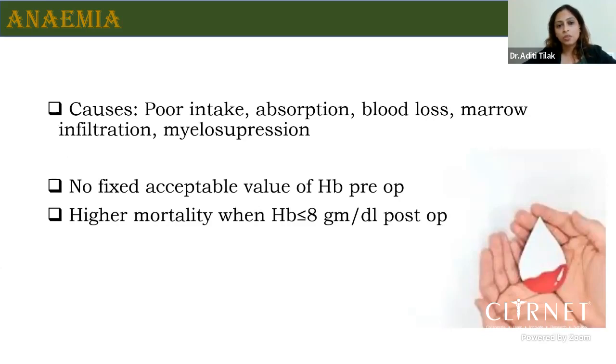Anemia is another nutritional deficiency because of poor intake, or it could be because of chronic blood loss caused by the disease itself, marrow infiltration caused by hematological tumors, or myelosuppression caused by the cancer treatment. There is no one fixed value of hemoglobin that is recommended universally to be achieved preoperatively. But studies have shown that when the hemoglobin post-op is less than 8 gram per deciliter, for every gram per deciliter decrease in hemoglobin below 8, there is a 2.5 times increase in the perioperative morbidity. So every attempt should be made to optimize the patient's hemoglobin.